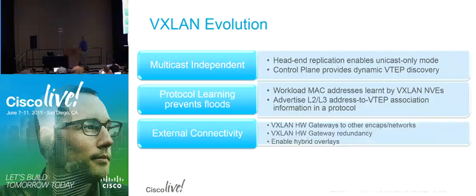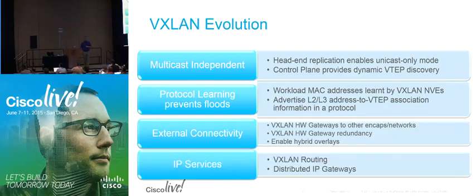External connectivity is another piece. VXLAN hardware gateways to do encapsulation for stretching things. It's also the integration of hybrids, or how I attach a host redundantly. That's part of the external connectivity there. And then the last piece in the evolutionary part is IP services. VXLAN routing, the integrated route and bridge approach we're doing in there, and how we can distribute the gateway to avoid choke points and make a more efficient forwarding decision right as close as possible to the end host.